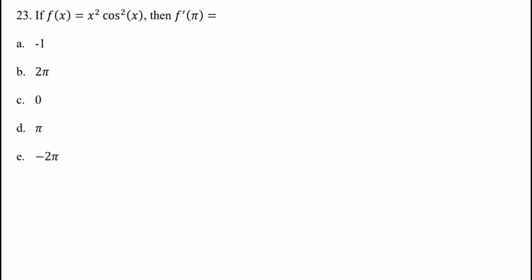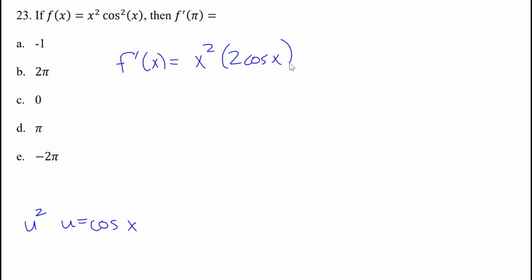For number 23, this is again a product rule question, so we're just going to find the derivative using the product rule and then evaluate it at pi. So f prime of x is going to be x squared times the derivative of cosine squared. Well, that's u squared, where u is cosine. So it's 2u, so 2 of cosine x, and then times the derivative of cosine x, which is negative sine x.